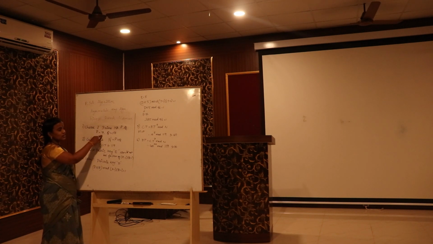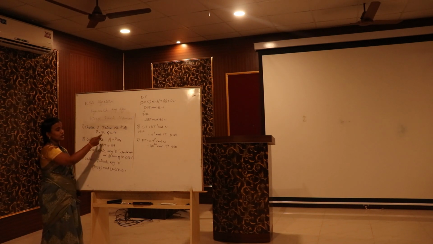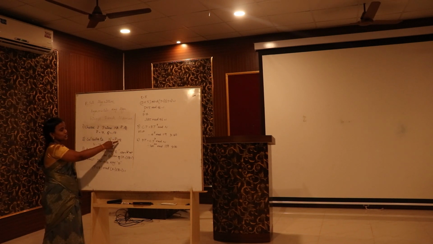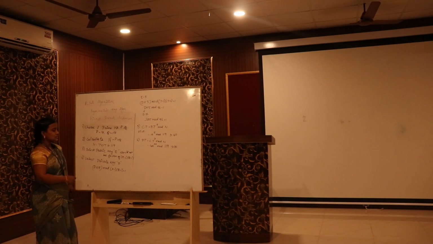So we will consider 7 as P and Q is equal to 17. In the second step, we have to calculate n is equal to P into Q. So n is equal to 7 into 17, so totally we get 119. And the third step is to select the public key.